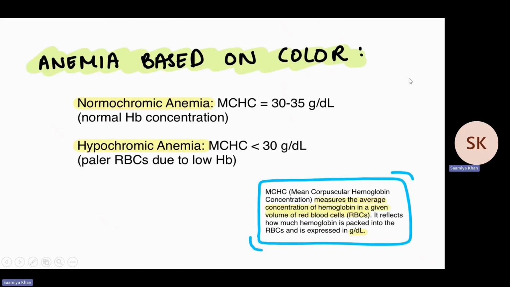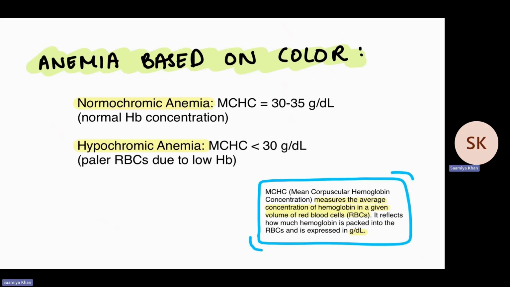Anemia based on color basically means that the hemoglobin concentration is less, which we determine by mean corpuscular hemoglobin concentration. If it's less than 30 gram per deciliter, since hemoglobin gives the color, the RBCs are going to be pale. And we usually see it in microcytic anemias.